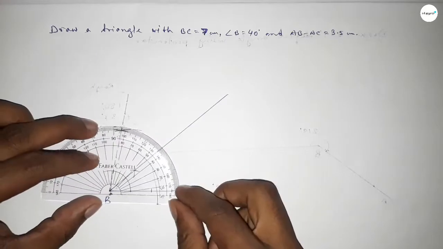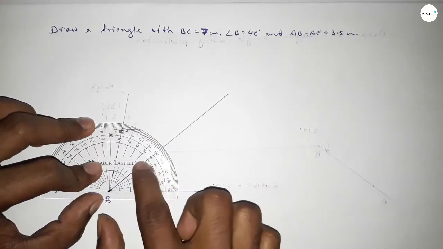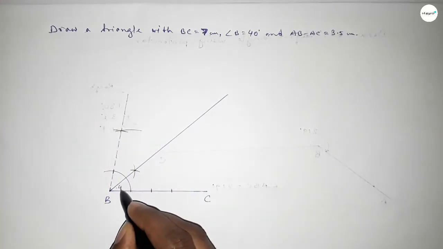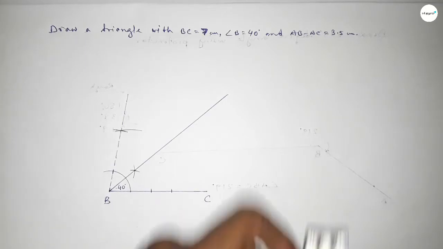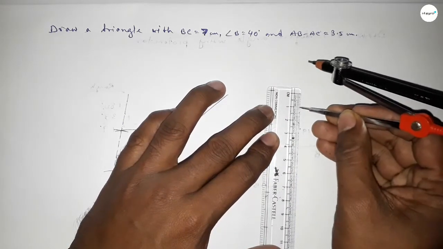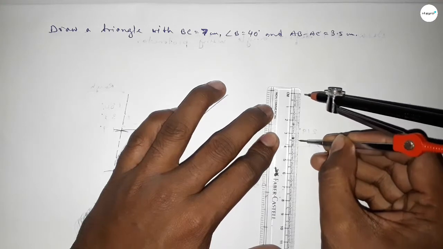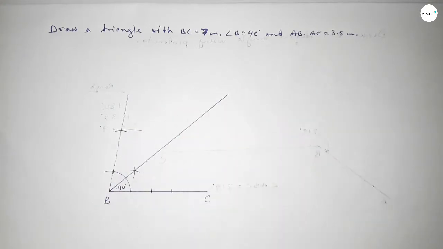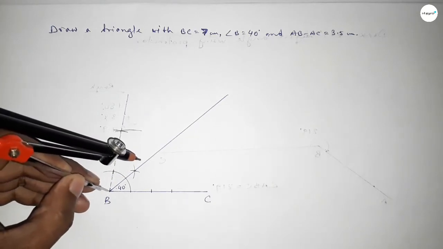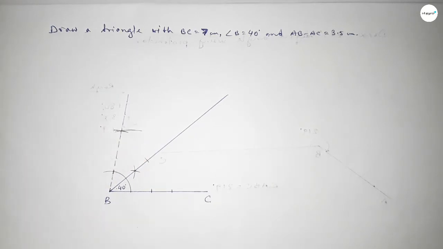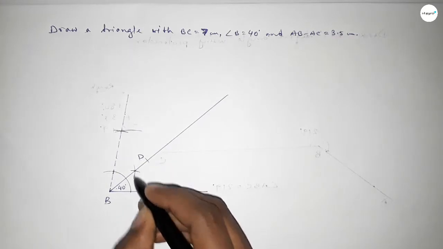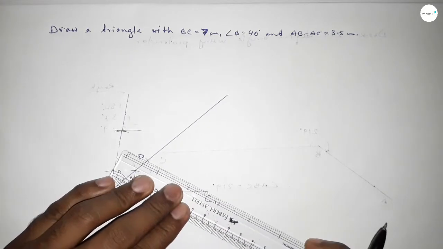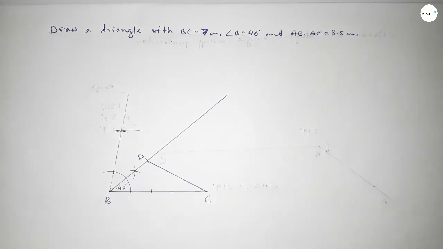Now checking, so this is perfectly 40 degrees. So this angle is 40 degrees. Next, taking the length 3.5 centimeter using the compass this way, 3.5 centimeter, and putting the compass on the point B and cut here. So taking here point D. Now joining C and D.